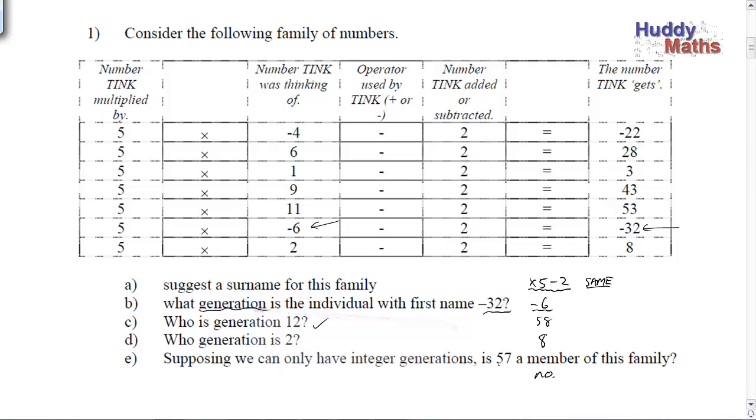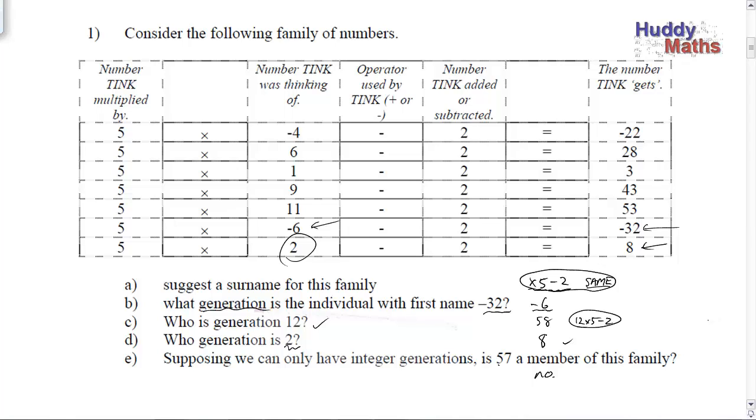Who is generation 12? Okay, so generation 12, we better put 12 times 5, take 2. Do you get the idea? 60 take 2 is 58. Who is generation 2? Here's generation 2, it is 8. Okay, so we could generate family members using the same sort of surname, the same operations.